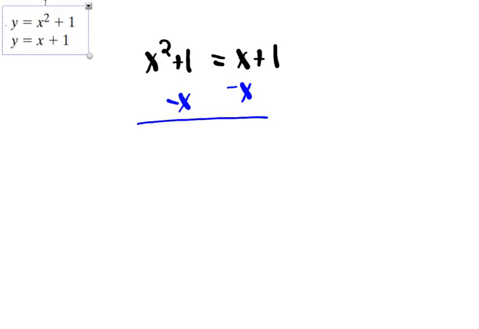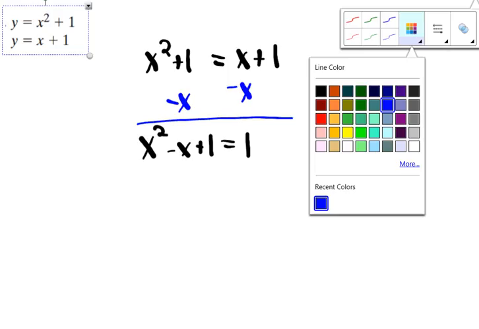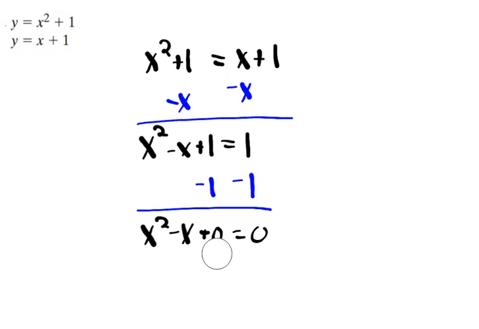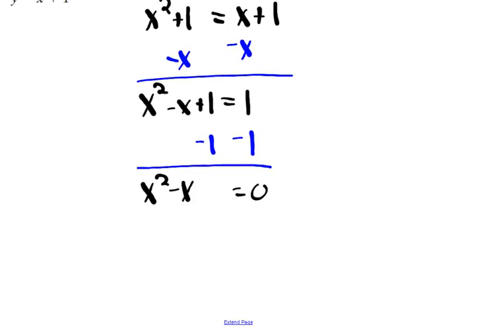Okay, that's going to give me x squared minus x plus 1 equals 1. I'm still not in my quadratic form of giving everything to the left and leaving my 0 on the right, so I'm going to subtract 1. And now I'm going to get x squared minus x plus 0 equals 0. And I can take out this piece right here. What's really cool is that this factors.